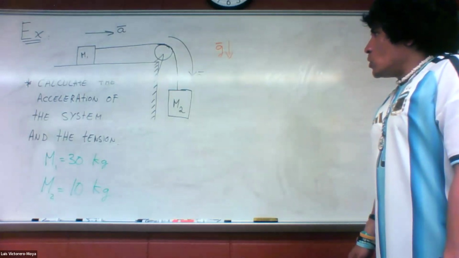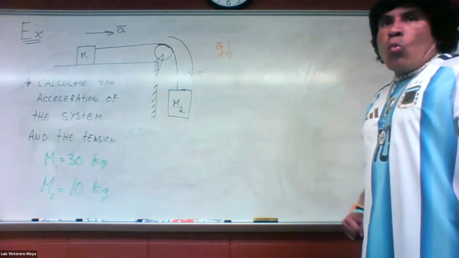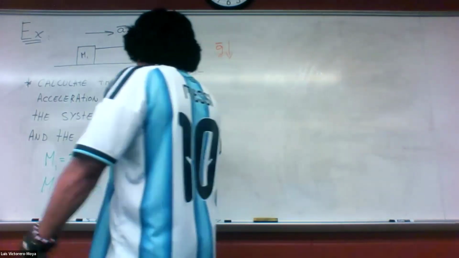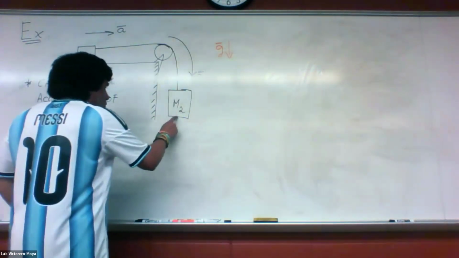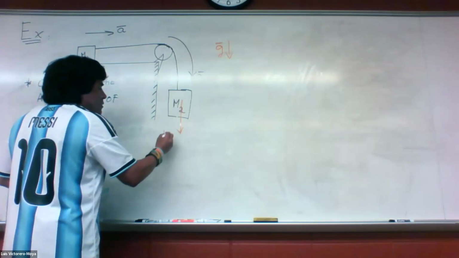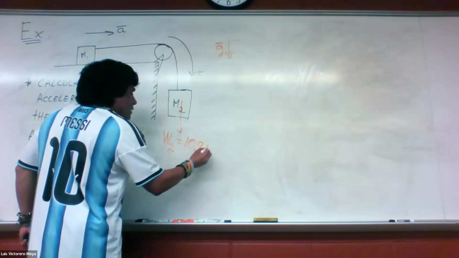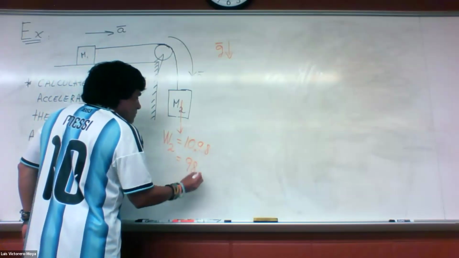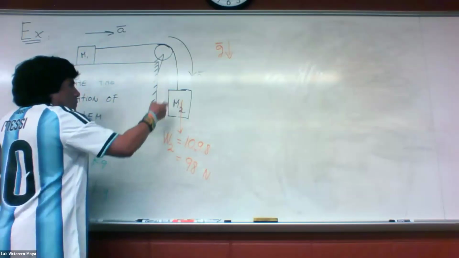Okay. So, what are the forces acting? Let's start with M2. What's acting on M2? Weight. So, W2. How much is W2? 98. Nice. 10 times 9.8, 98 newtons. All right. What else is acting here? Tension. Very good.